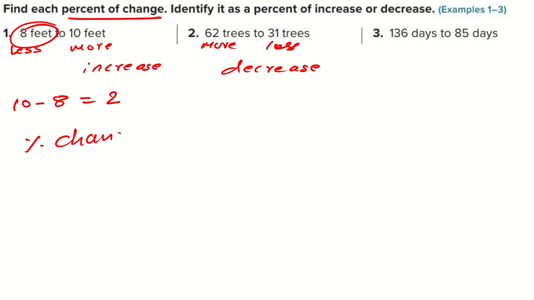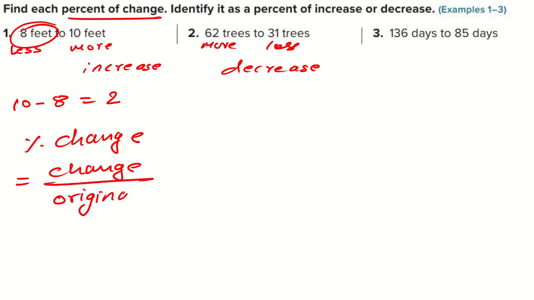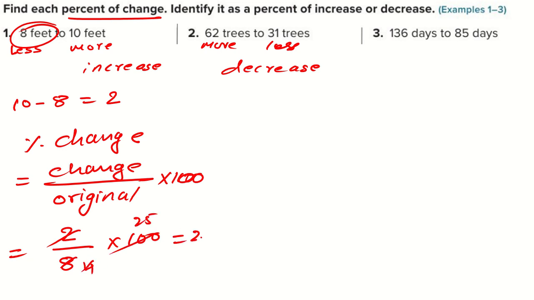So what will be the percent change? Percent change, first I am telling you the formula. Percent change is equal to change divided by original value or old value, multiplied by 100. Okay, because for percent definitely you are going to multiply by 100. So what is the change? 2 from what? 8, multiplied by 100. So 2 divided by 8 is a quarter, 100 divided by 4 is 25. So what's the percent change? 25%.